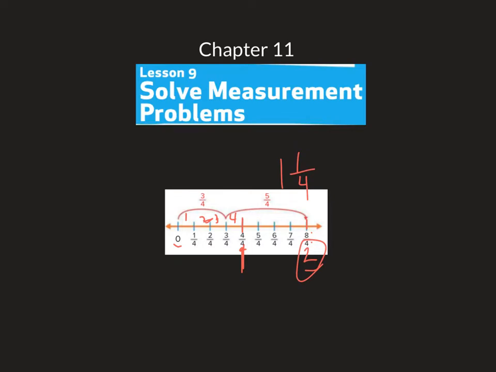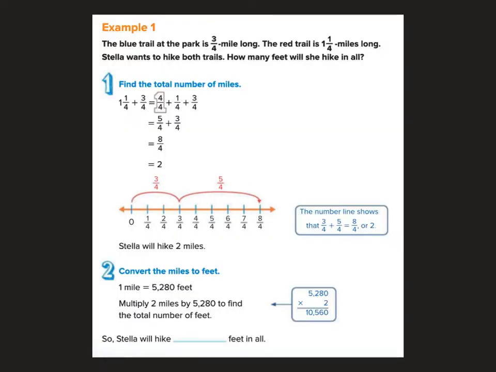So let's get started. The blue trail at the park is 3/4 mile long. The red trail is 1 1/4 mile long. Stella wants to hike both trails. How many feet will she hike in all? Okay, so first we're going to find the total number of miles. So I'm going to take 1 1/4 plus 3/4.